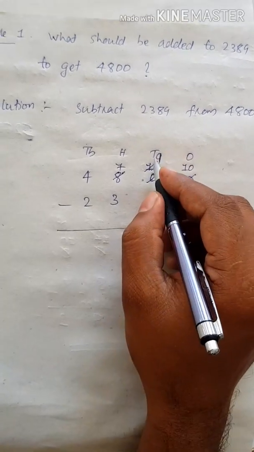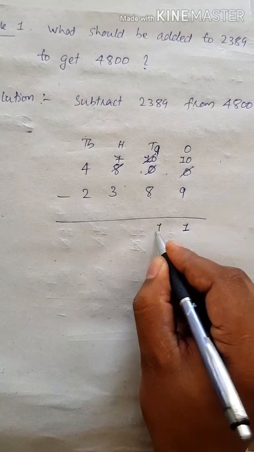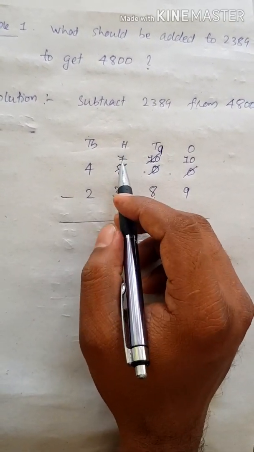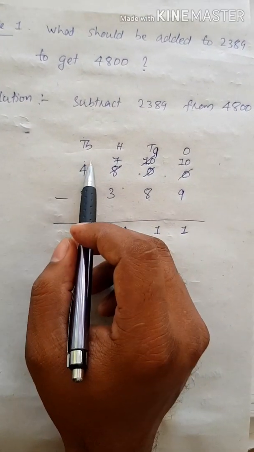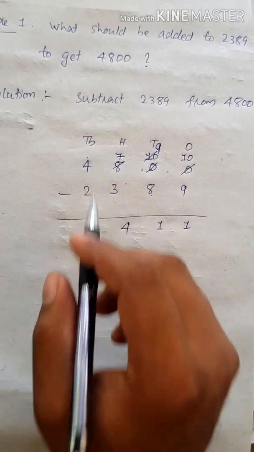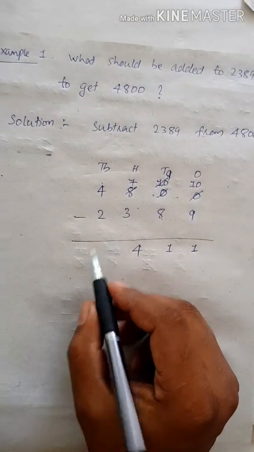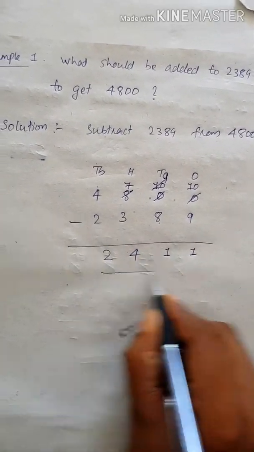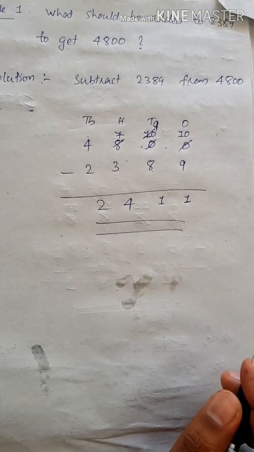So next, tens column, 9 minus 8 is 1. Then hundreds column, 7 minus 3 is 4. Then thousands column, 4 minus 2. So what is 4 minus 2? 4 minus 2 is 2. The answer is 2411.